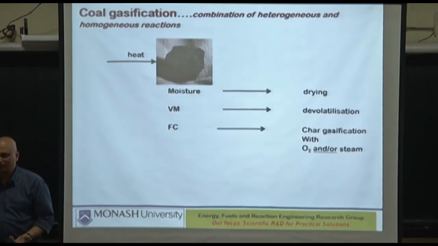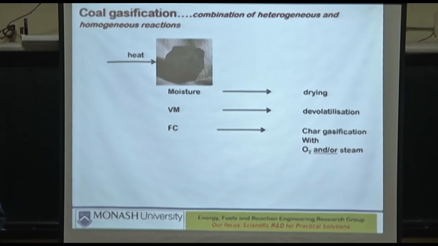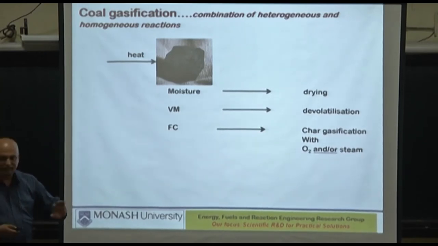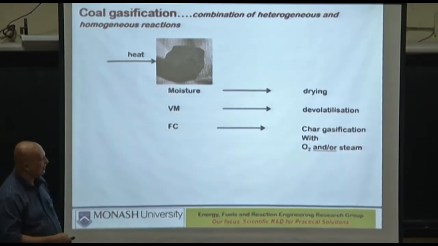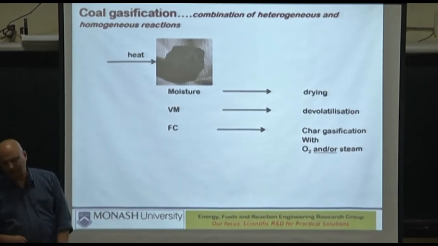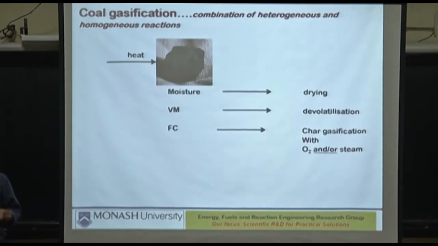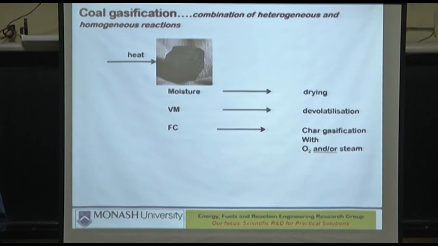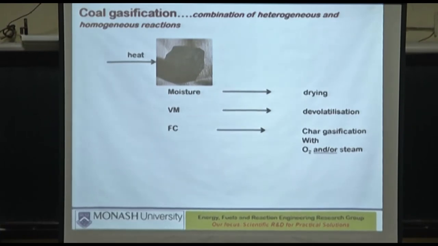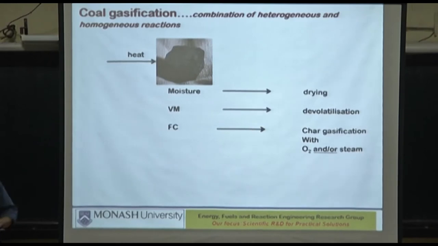But some papers will talk only about char gasification. That means they have eliminated that stage completely. So when you read a paper, you have to clearly see what they are actually talking about. Are they talking about the gasification of the char or gasification of the coal itself? In the second case, it will include the products of both.